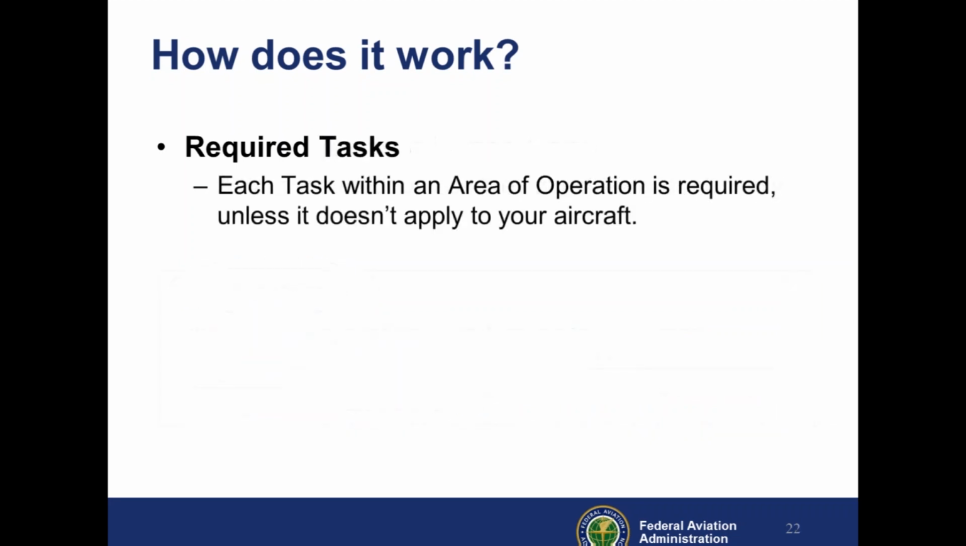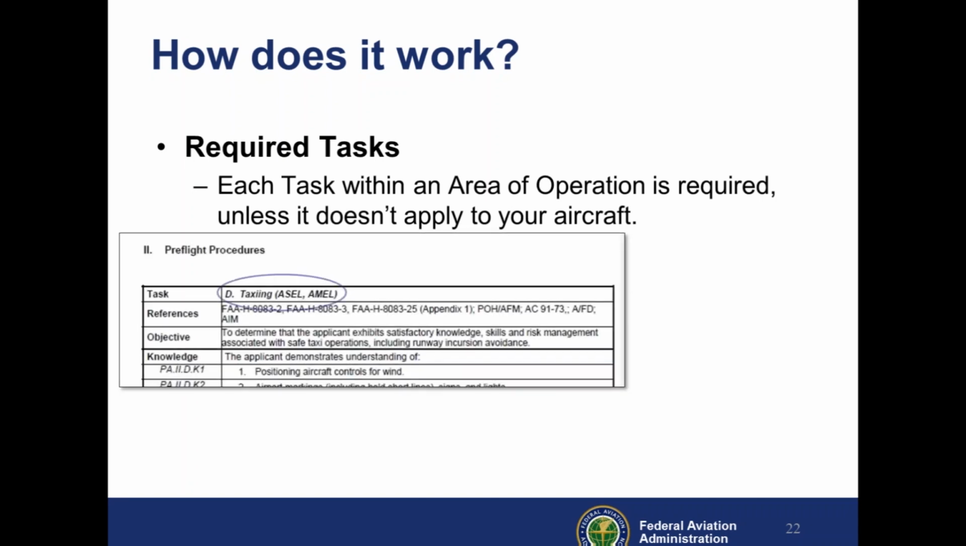The next thing under areas of operations are tasks. So again, the rule is pretty easy here. All tasks are required from each applicable area of operation unless it doesn't specifically apply to your aircraft, and I'm going to give you an example of that. So this is Task D, which is Taxiing, and you'll notice that it says ASEL, AMEL. So this task would be performed by applicants taking a check ride for airplane single-engine land or airplane multi-engine land.